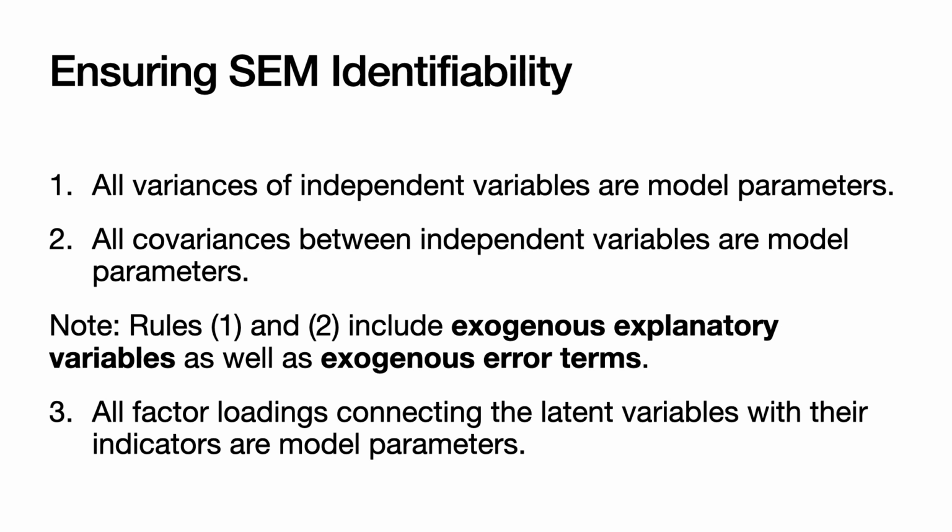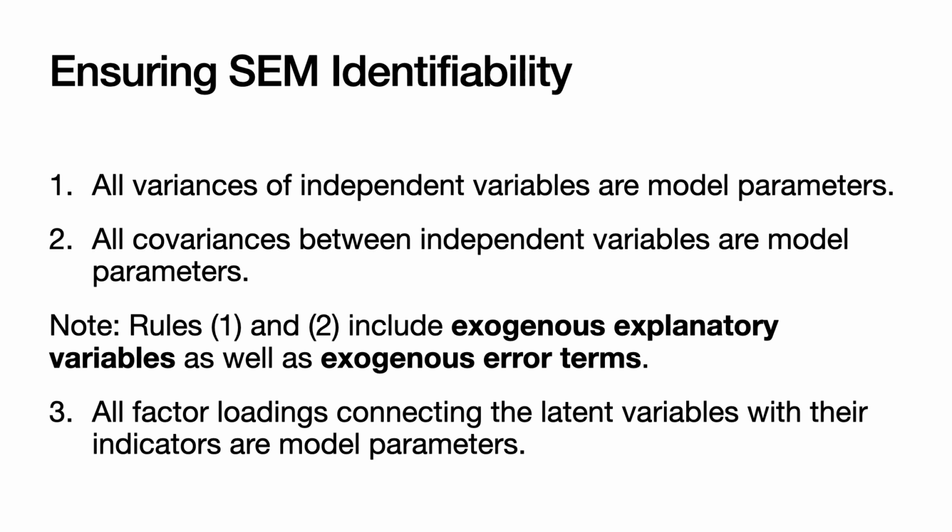And so rule number 1 says that all variances of independent variables are model parameters. Rule 2 says that all covariances between independent variables are model parameters as well. Now, rules 1 and 2 are talking about independent variables, and so these include exogenous explanatory variables as well as exogenous error terms.